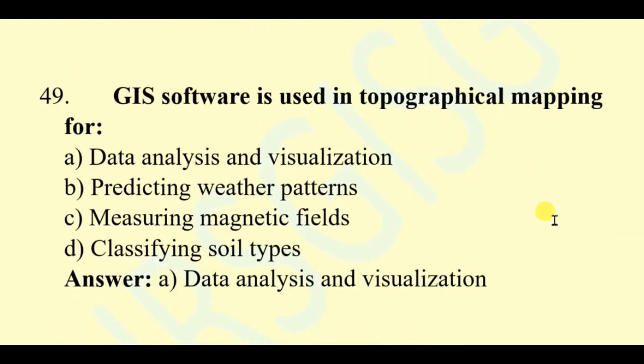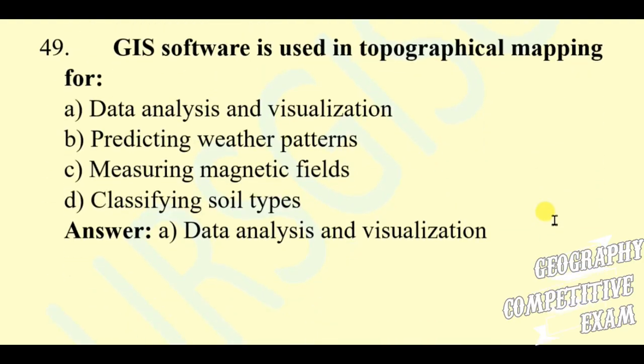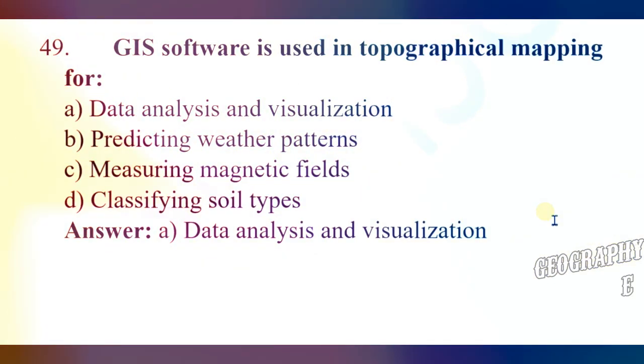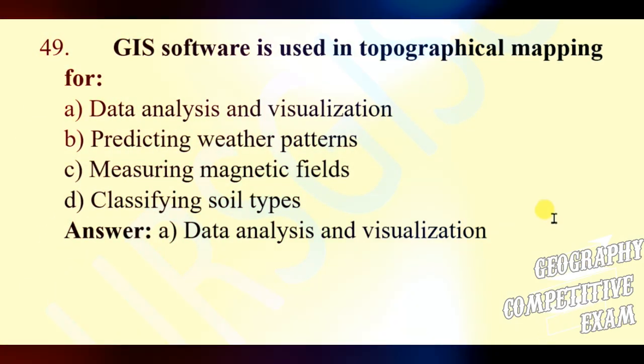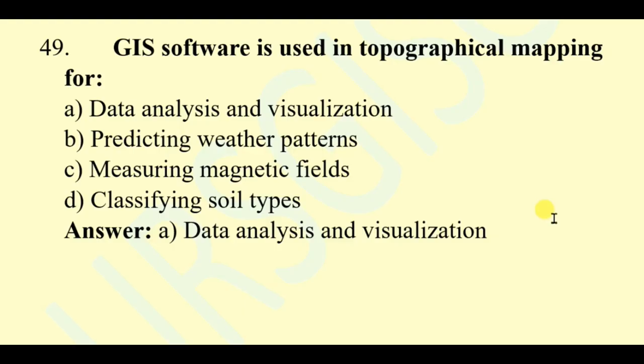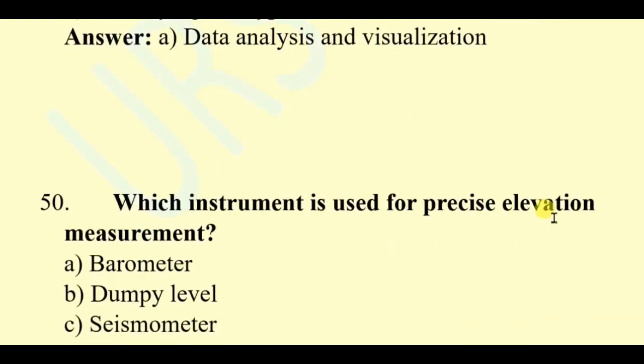Question 49. GIS software is used in topographical mapping for data analysis and visualization, predicting weather patterns, measuring magnetic fields, classifying soil types. Here the right answer will be data analysis and visualization.